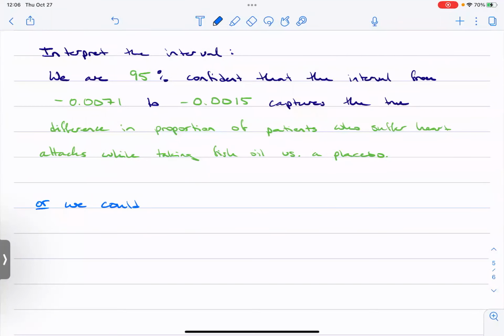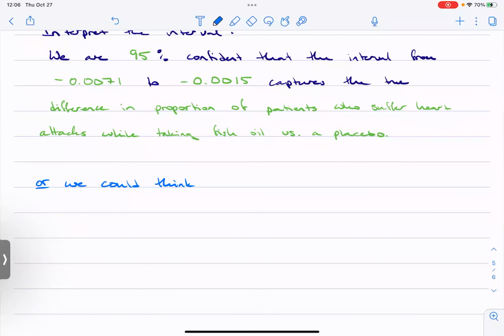We could think of it this way. So this interpretation, I'm totally fine with, because you will have to write an interpretation. And so this one you're good. But if we want to expand our minds a little bit, we could think of it this way.